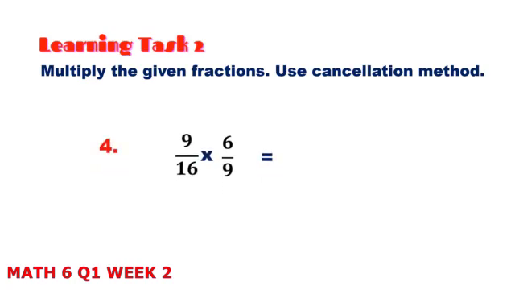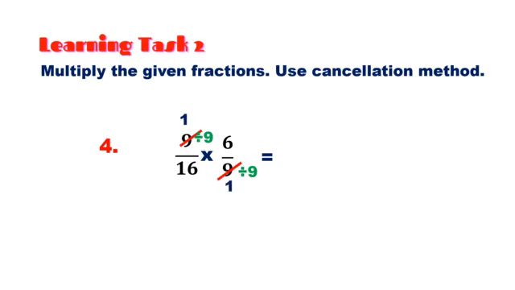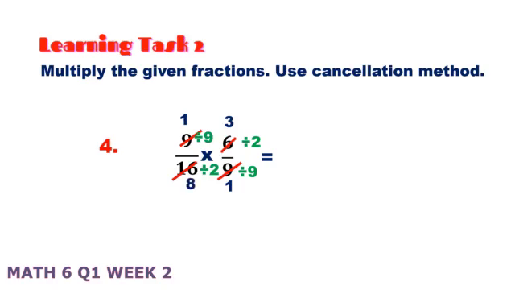How about number 4? 9/16 times 6 over 9. You can cancel 9. And 9 divided by 9 equals 1. Then you can cancel also 16 and 6. And their common factor is 2. So 6 divided by 2 equals 3. 16 divided by 2 equals 8. So you can multiply 1 times 3 equals 3 and 8 times 1 equals 8. So the answer is 3/8.